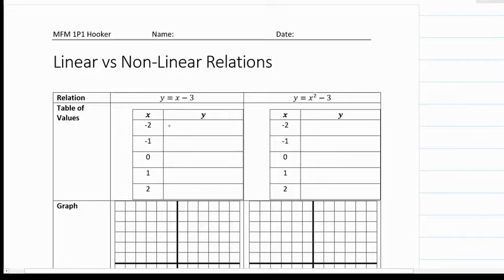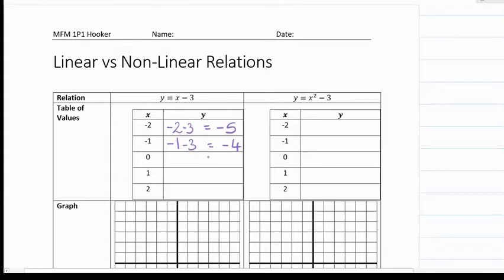Y is simply equal to x, which in this case would be -2, minus 3. And -2 minus 3 is -5. And you would do that for each one. So the next one would be -1 minus 3, giving us -4. The next one would be 0 minus 3. Do you get the idea? And we just keep on going down like that.